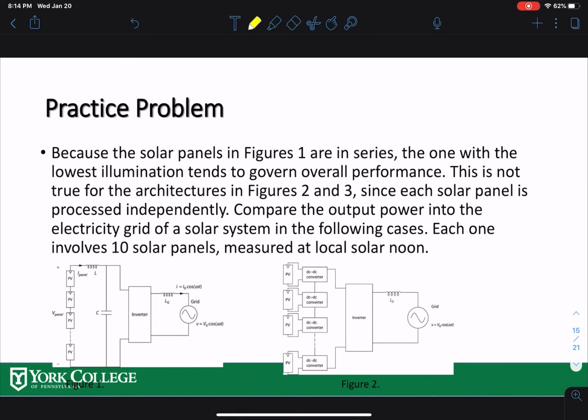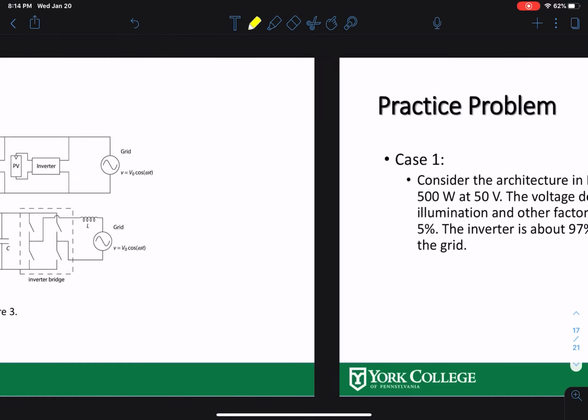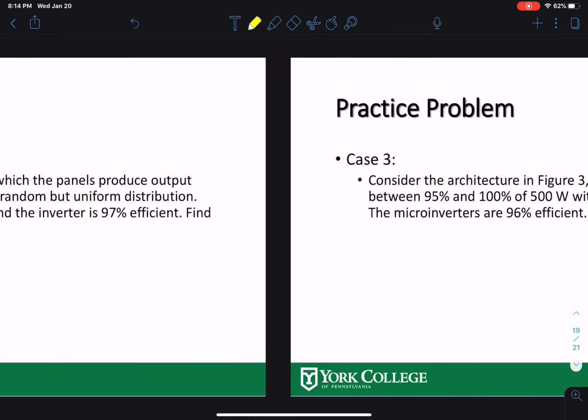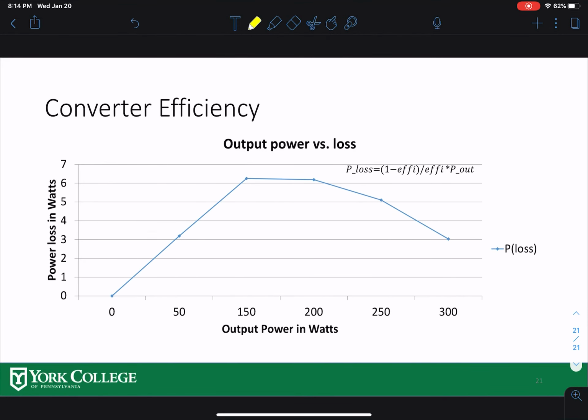So we're going to do this practice problem in the class with you. And we have different cases to consider over here. Then we're going to see the efficiency of the converter, how to plot this one also.